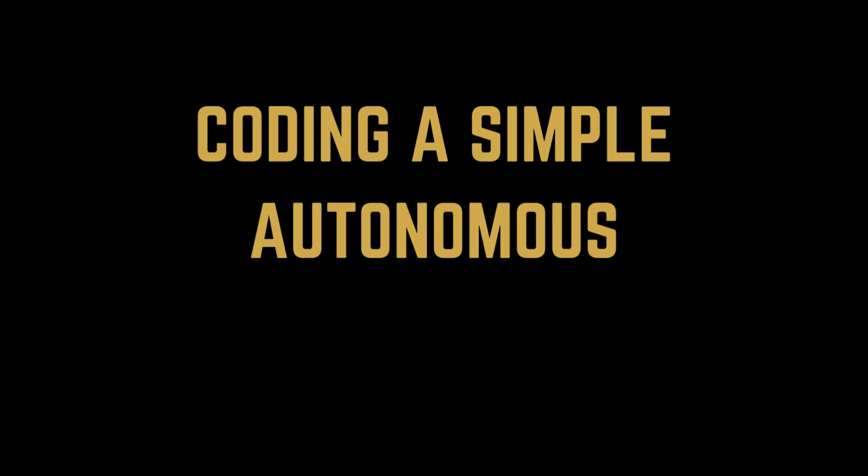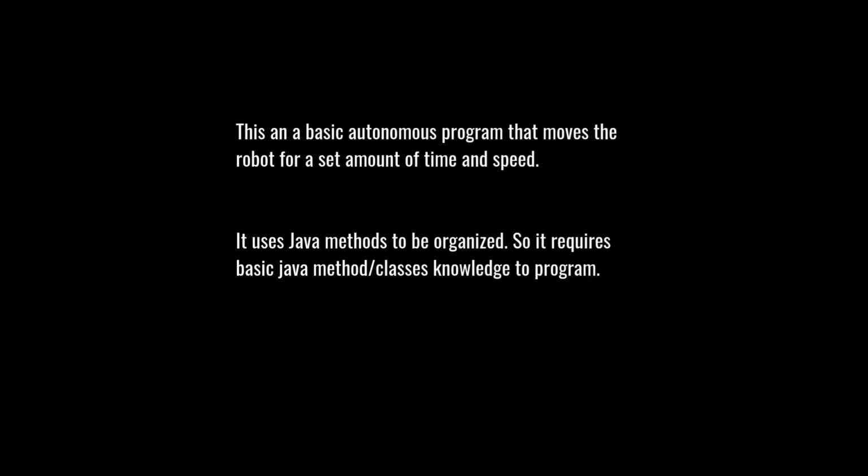So now we'll start coding a simple autonomous program. We'll be going through a basic autonomous program that moves the robot for a set amount of time and speed. I will not be explaining the program and the setup, because we covered that in the programming video in our series. So go watch that if you haven't already.